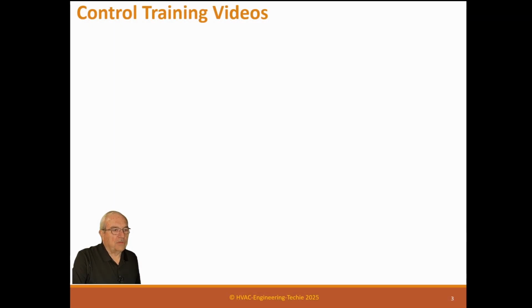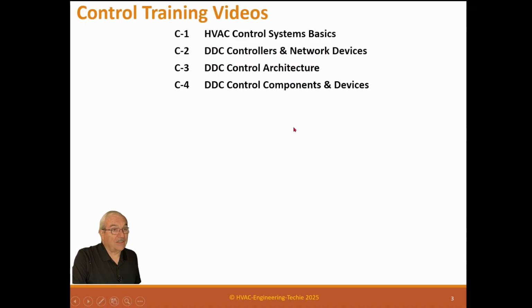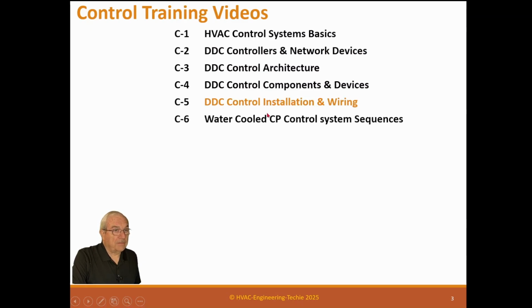All right, to start, we're just going to review the general control video offerings we have, so you'll get a full review of what's available. Available is C1, which is the basics, which hopefully you've already watched. C2 is control network devices, what devices are networked together. C3 is DDC control architectures, what the different LAN architectures are. C4 is control components and devices, and of course this is how to wire them up.